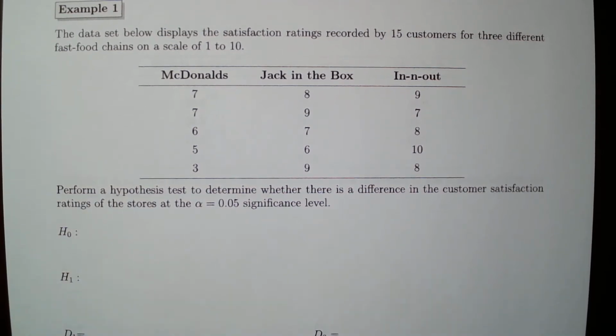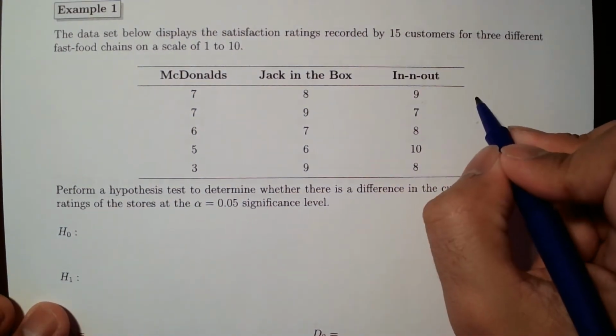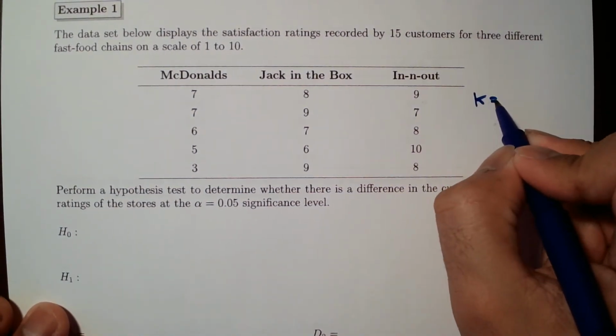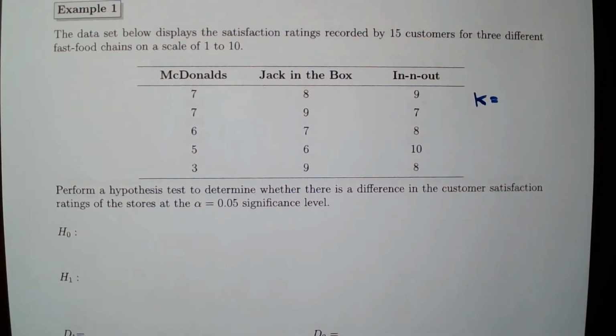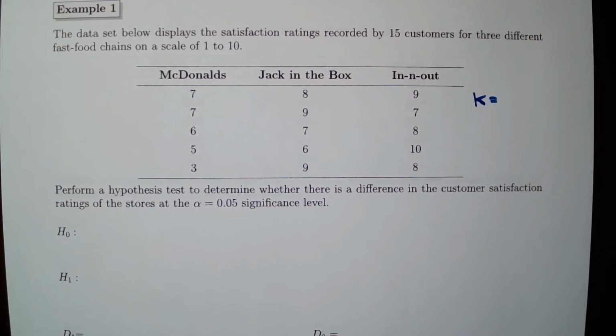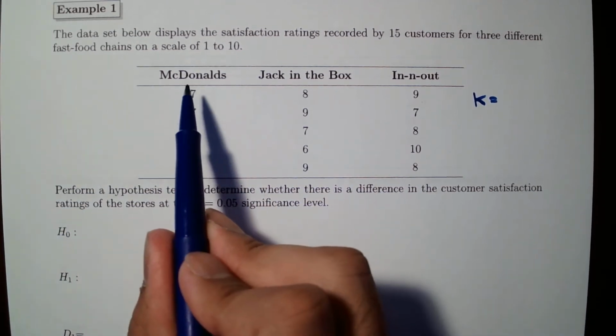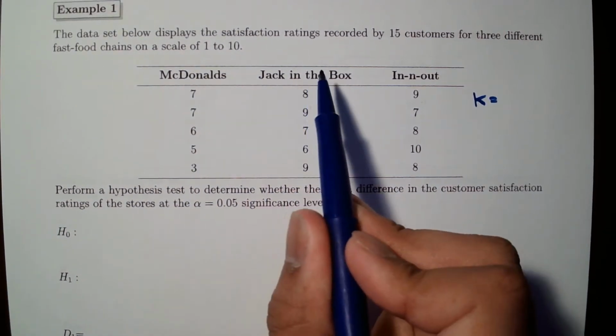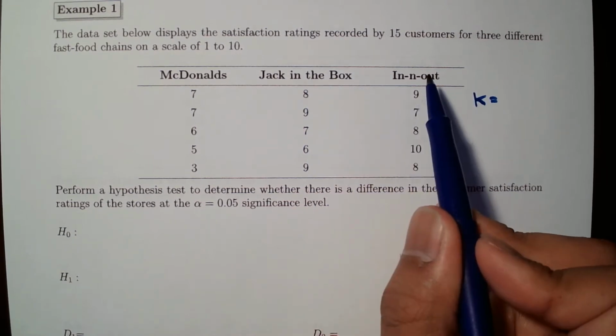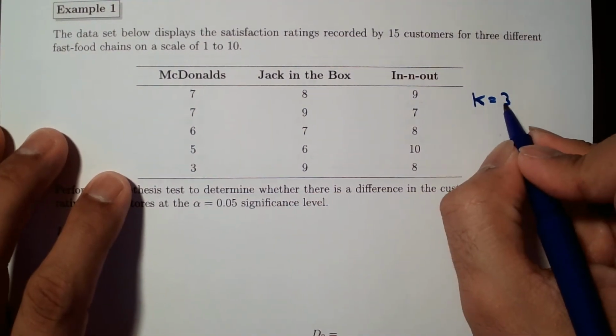So what are we going to do here? Number one, we need to determine the value of k, which in this case is the number of samples. How many samples do we have? In this case we have 3 samples: a sample from McDonald's, a sample from Jack in the Box, and a sample from In-N-Out. So k equals 3.